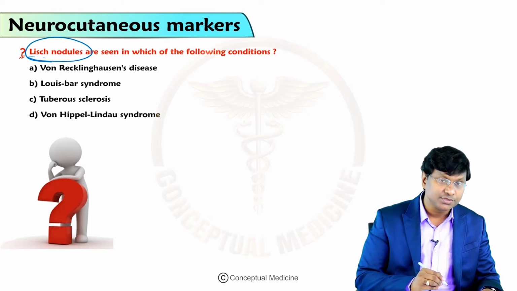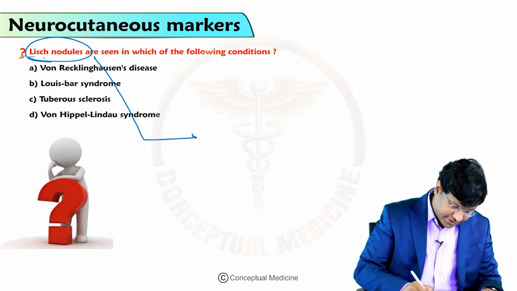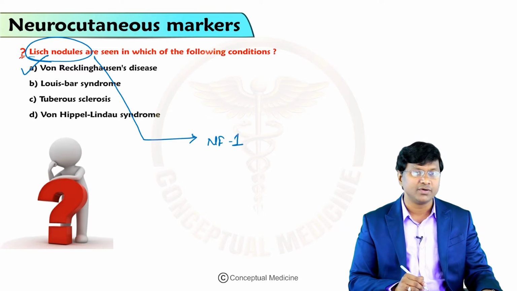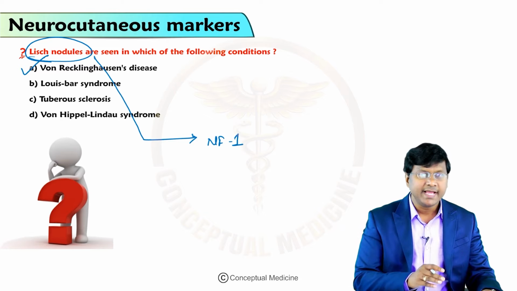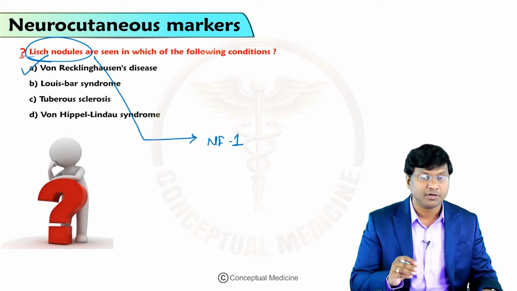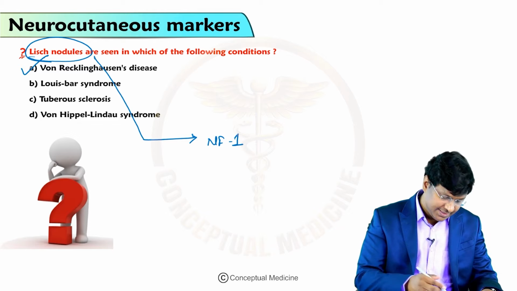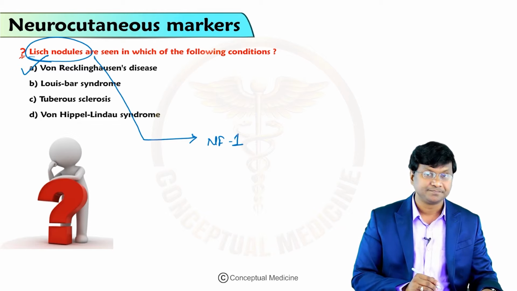Now leash nodules are seen in case of neurofibromatosis type 1, and neurofibromatosis type 1 is nothing but your von Recklinghausen's disease, right? And I have told you already, it is mainly due to abnormality in the neurofibromatosis type 1 gene which is present on chromosome 17. Then what is this Lewy Bowyer syndrome?